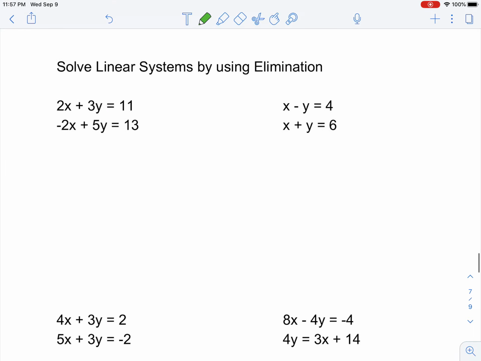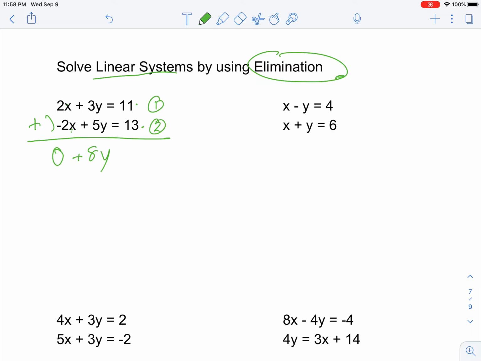Moving on. Now we solve linear systems by using elimination. So elimination is where you line up your equations in this format, and we add both equations from here and here. So what is 2x plus negative 2x? Well, that's just 0. What is 3y plus 5y? That's 8y. What's 11 plus 13? Well, that's 24.